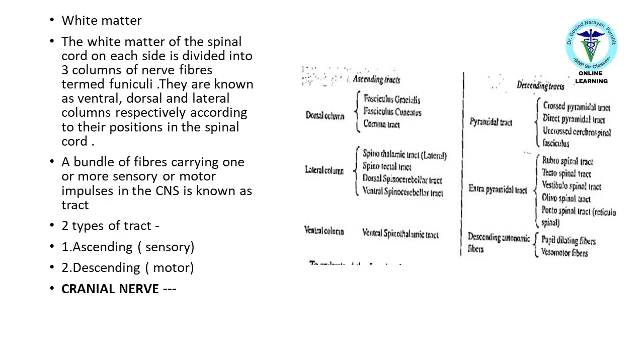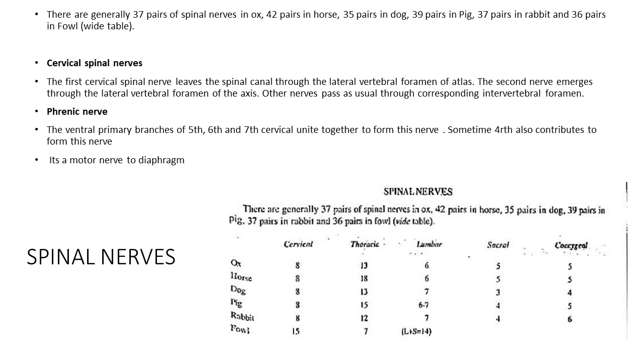White matter in the spinal cord contains nerve fibers that transmit sensory and motor signals, organized into tracts for efficient communication. Cranial nerves are essential for sensory and motor functions, with specific nerves responsible for different tasks like vision and facial movement. Spinal nerves, including cervical and phrenic nerves, are crucial for transmitting signals between the spinal cord and the rest of the body, enabling movement and sensation.